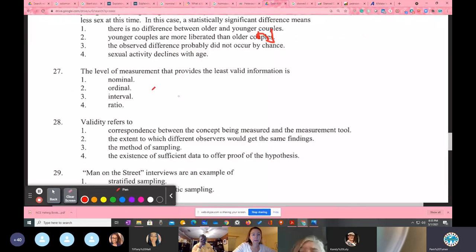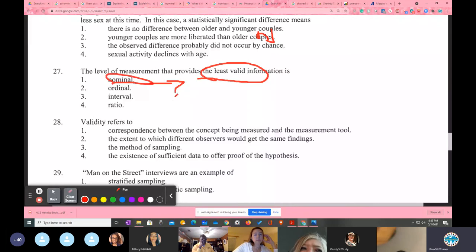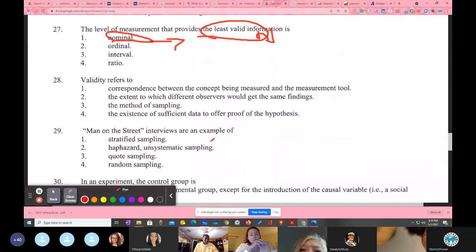Okay. So if you know this one, the level of measurement that provides the least valid information. The least valid would be which one? That would be correct. That is nominal because it's groups, categories. That gives me the least amount of information.